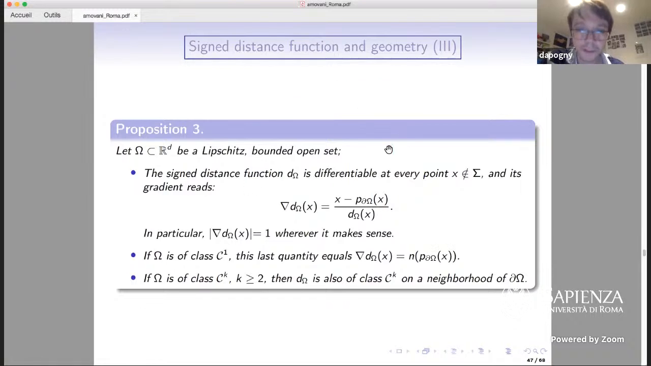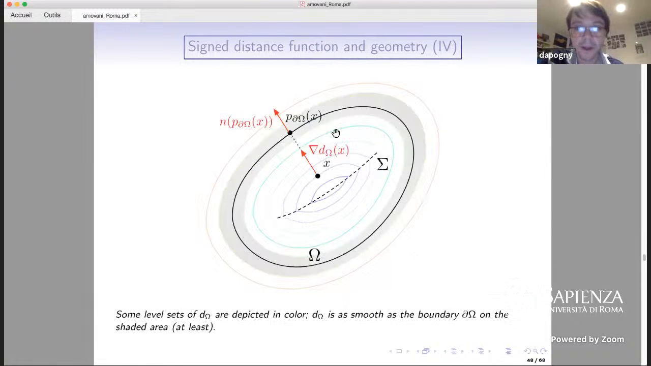So here is an example. Here is my domain omega. The skeleton is here. The isolines of the signed distance function are those depicted here. My point x is here, and the gradient of the signed distance function, which is orthogonal to the isolines of the signed distance function, has the direction of the ray between x and the projection of x onto the boundary. And this also matches with the normal vector at the projection point.